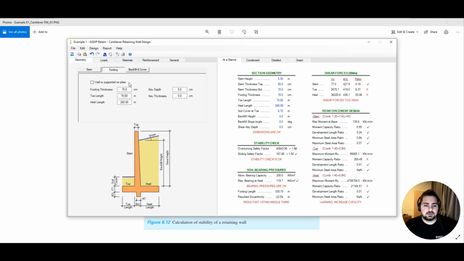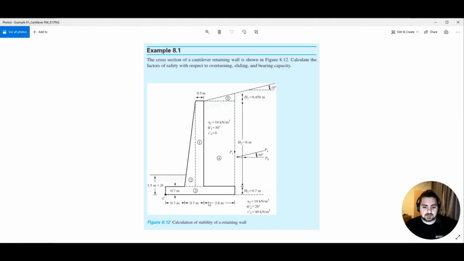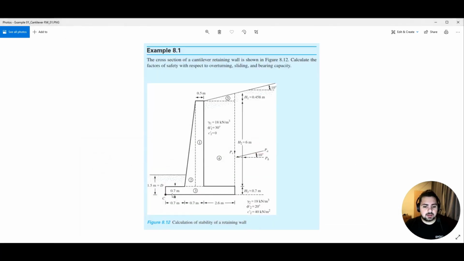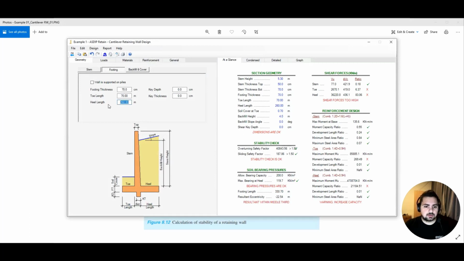Now let's move to footing. Is the wall supported on piles? Usually we do that if we have very soft soil, which is not our case. So no, it is not supported on piles. My footing thickness is 0.7. We can see it from here, it is 0.7. Go back here. My toe length is 0.7 as well, and my heel length is 2.6. Okay, so this is 0.7. We have to pay attention to the units, and this is 2.6 meters.